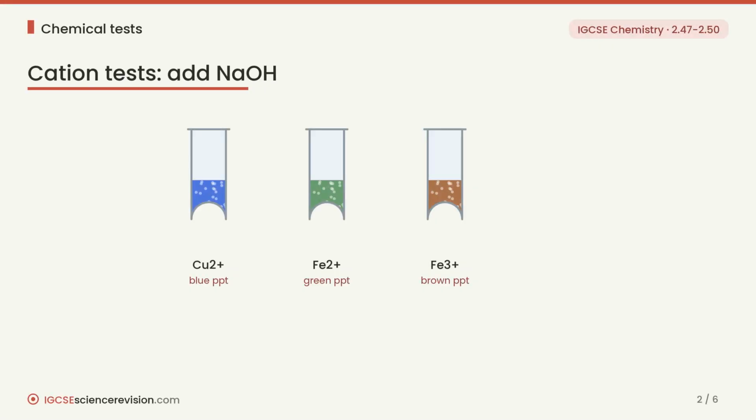To find which metal ion is present, add sodium hydroxide solution. Many metal ions form a coloured insoluble hydroxide, a precipitate, and the colour identifies them. Copper gives a blue precipitate, iron 2 a green one, and iron 3 a red-brown one. The ammonium ion is different. Warm it with sodium hydroxide and it gives off ammonia gas, which turns damp red litmus blue.